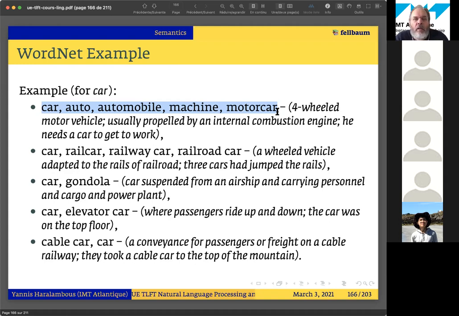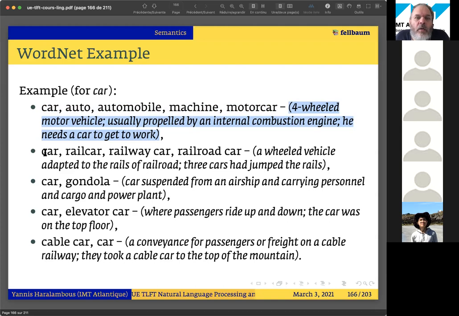So when I write car, auto, automobile, machine, motor car, then you see that the common meaning would be the car we drive on the street, in French, voiture personnelle. And there is also a small description, but this description called a gloss is not normative. It's just for information to make sure that you got it correctly.